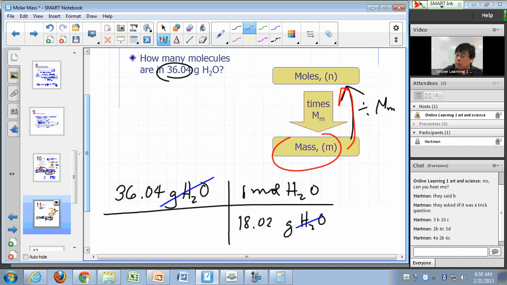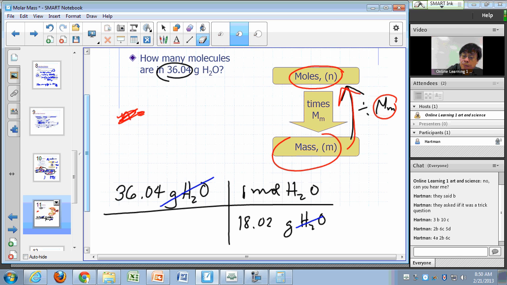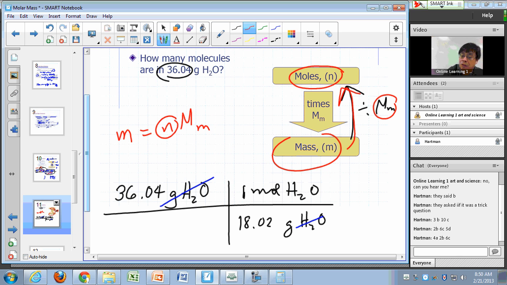You divide by the molar mass, which is 18, that gives you moles. So you can think of it this way: mass equals number of moles times molar mass. If I want to solve for number of moles, I can say number of moles is mass divided by the molar mass. And that essentially is what we did here.